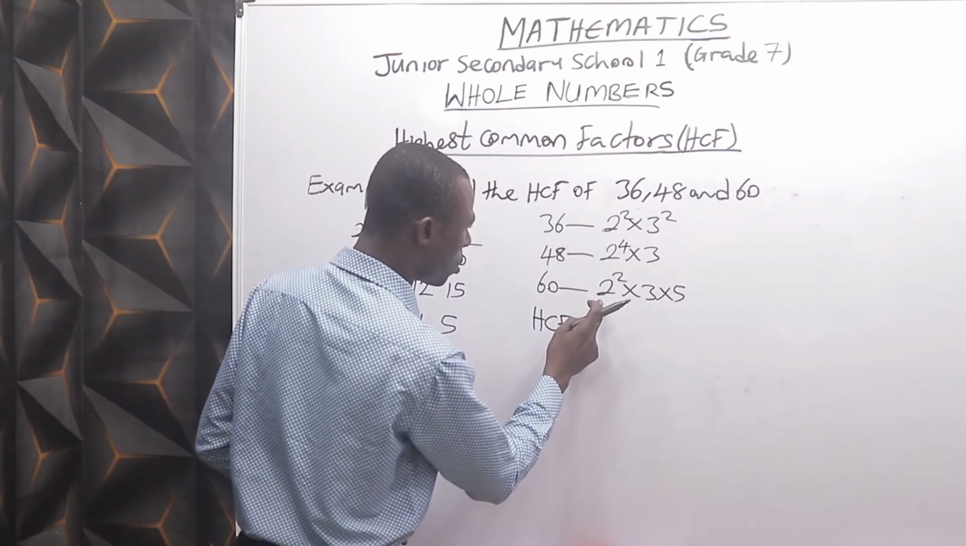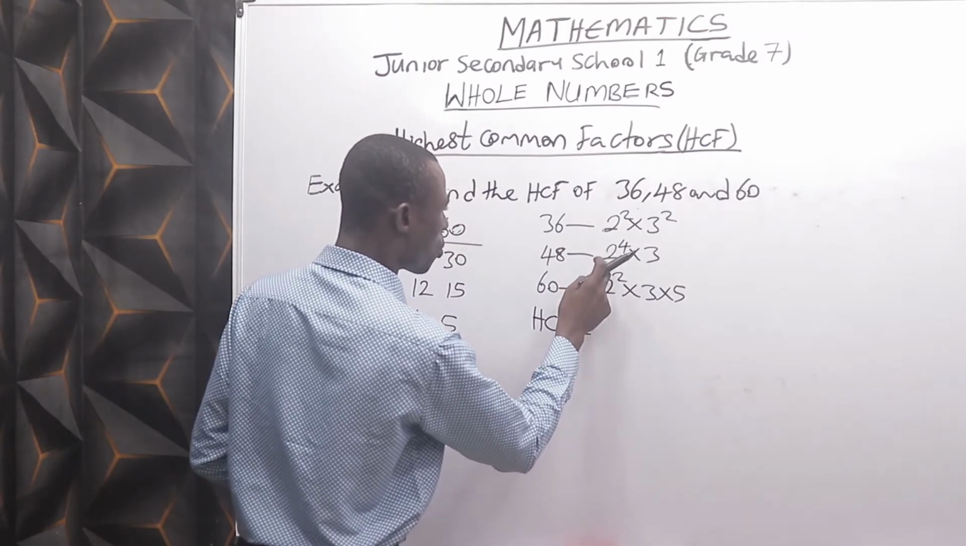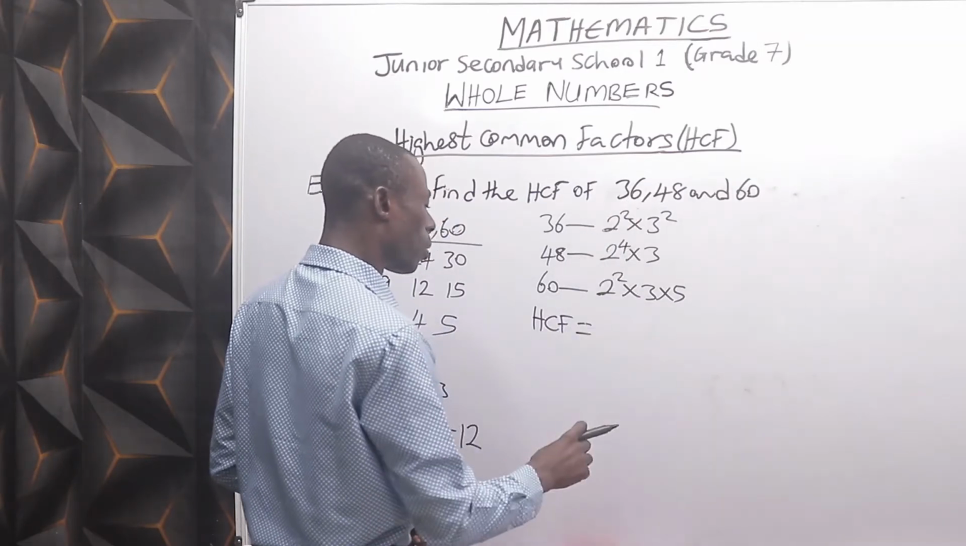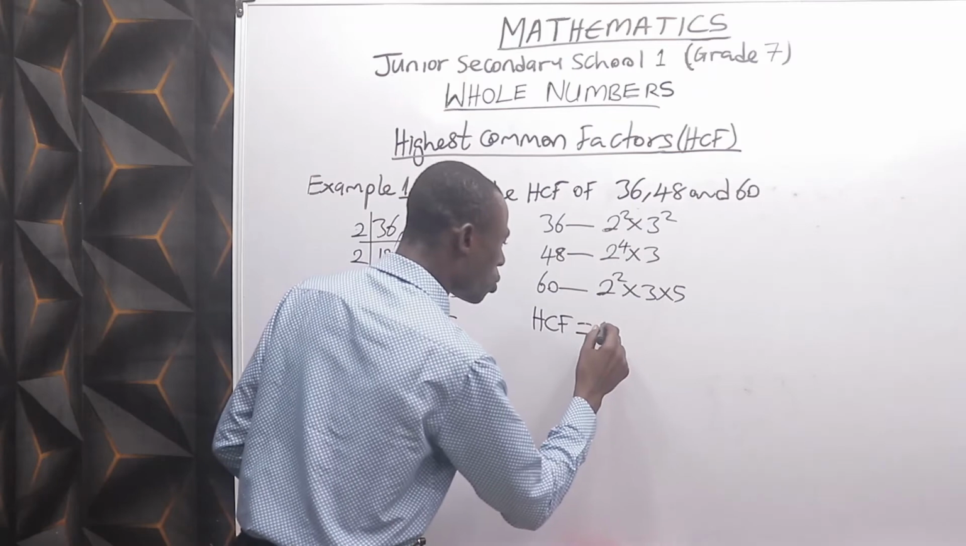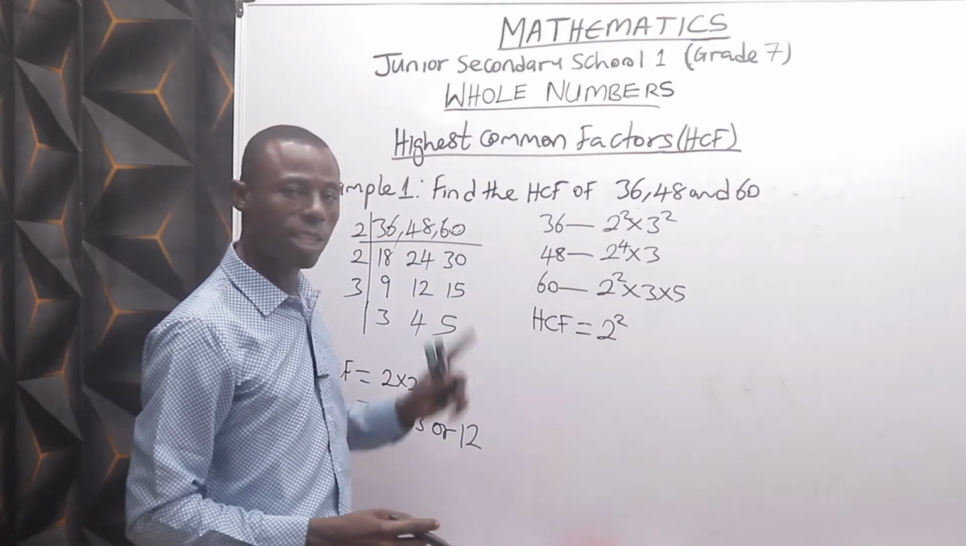Factor 2 is common. Factor 2 raised to power 2 is here. Factor 2 raised to power 4 is there. Factor 2 raised to power 2 is there. Which one contains the lowest power? 2 raised to power 2. You don't take 2 raised to power 4. That one contains the highest power.